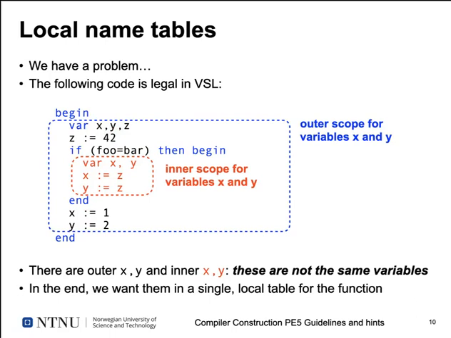They're stored separately. And nevertheless, in the end, we want something like one single local table of symbols for the whole function. So if we just try to store them using their names, x and y, we'd obviously have a conflict as soon as we reach this line of code here. And then we figure out, oh, we're trying to enter a variable called x in our local symbol table, which was already declared in our outer scope. And now this would be problematic. So what can we do about this?